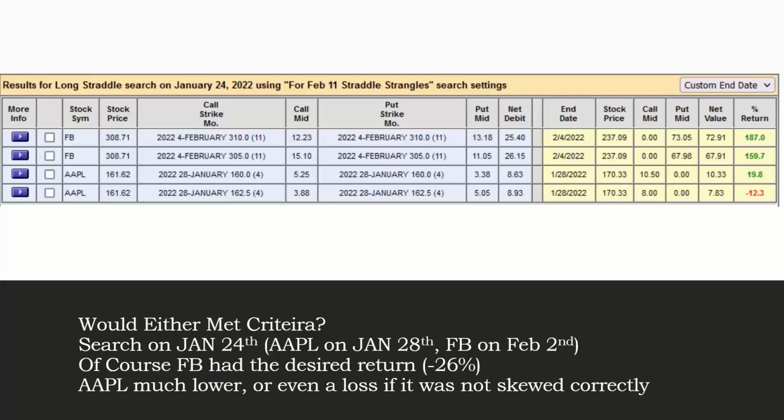You can see here the positions that would have matched different at-the-money straddles. Facebook was at 308.71 on January 24th. The 310 straddle and the 305 have very similar costs. Both are right at the money, 2 points out of the money here, 3 points and 70 cents out of the money here. Both have relatively the same cost, and both amounted to a very high percent return on the position.